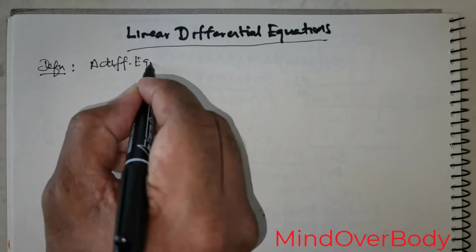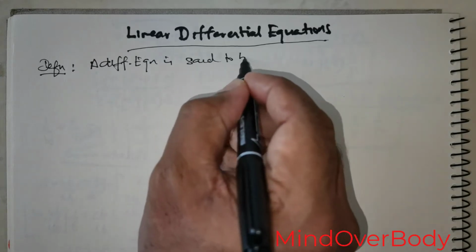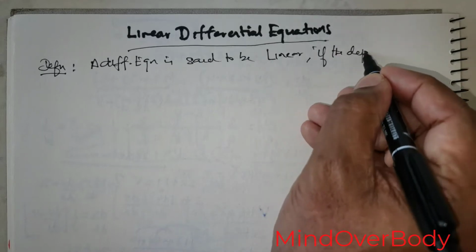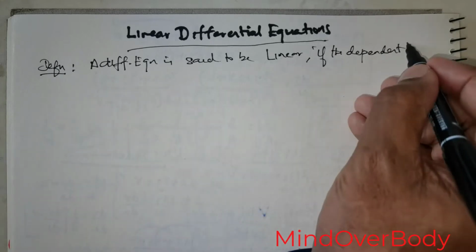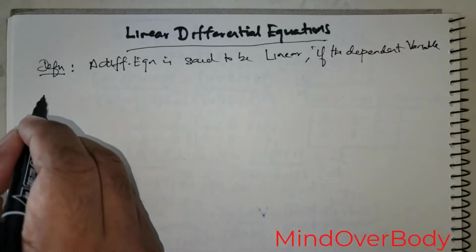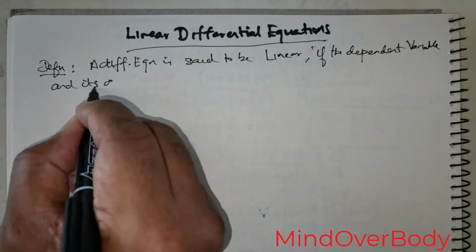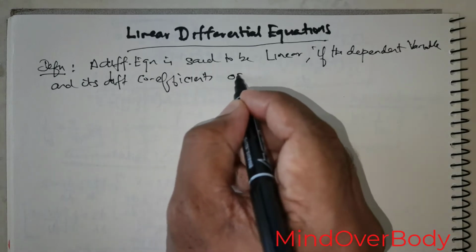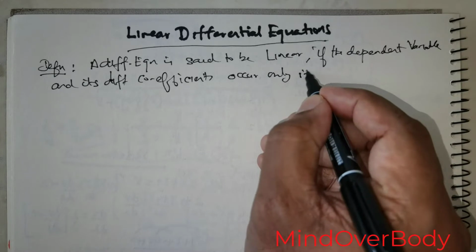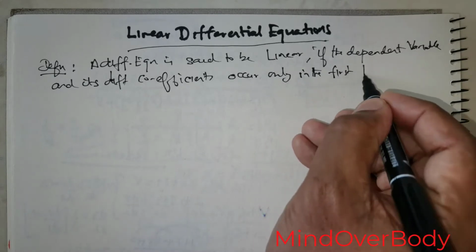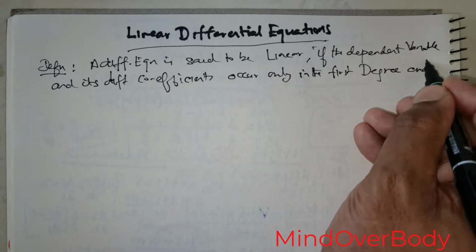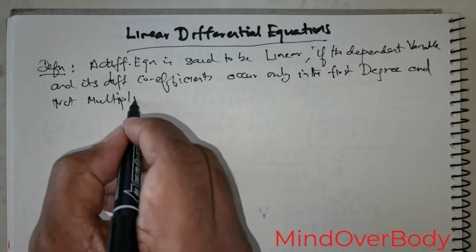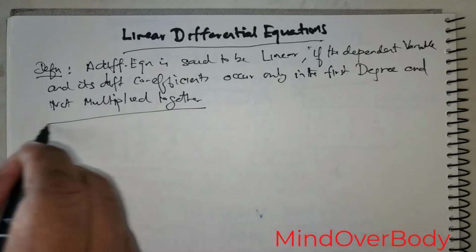A differential equation is said to be linear if the dependent variable and its differential coefficients occur only in the first degree and not, this is very important, and not multiplied together. Now what exactly does it mean?